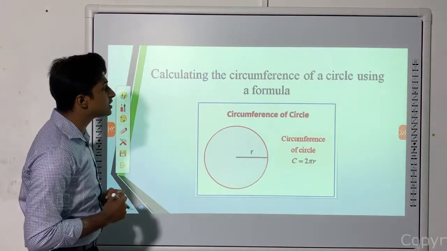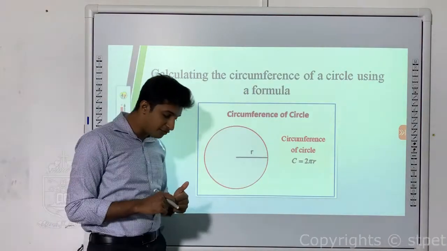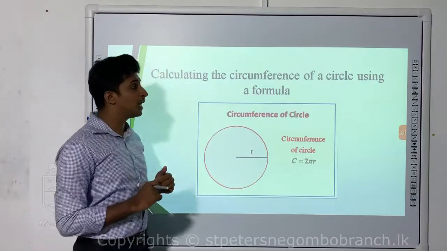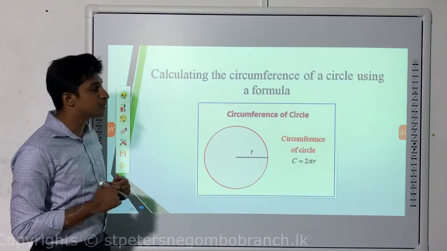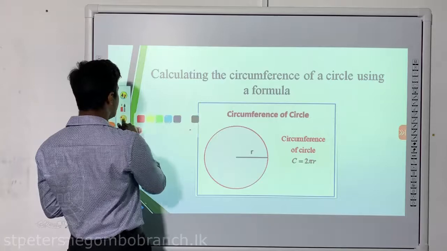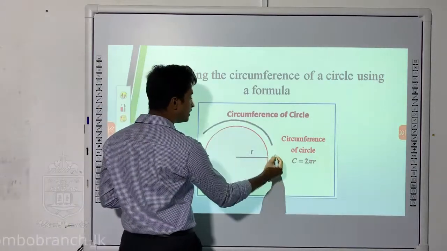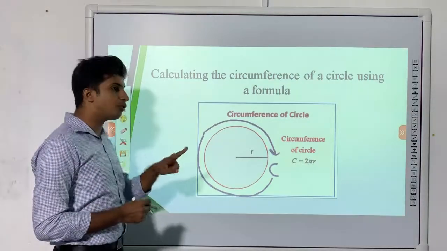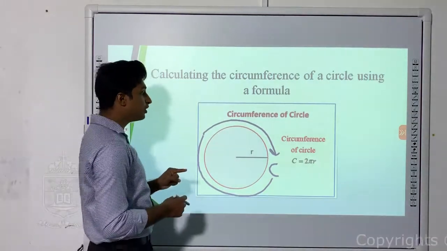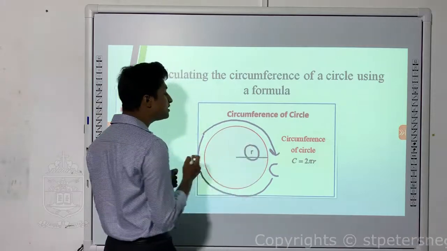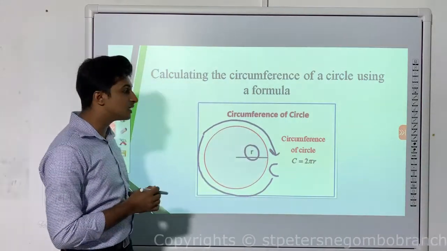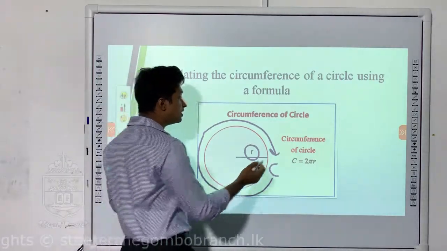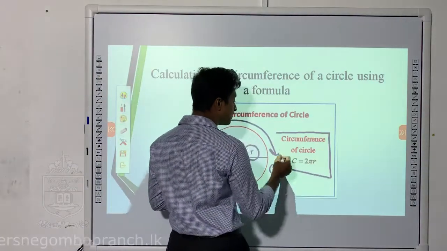Then, calculating the circumference of a circle using a formula. In mathematics they have designed a formula to calculate the circumference of a circle, that is, the entire boundary value of the circle. They have actually introduced two formulas. The first formula is for when the radius is given to you. In a circle, if the radius is given, we use the formula C equals 2 pi r.